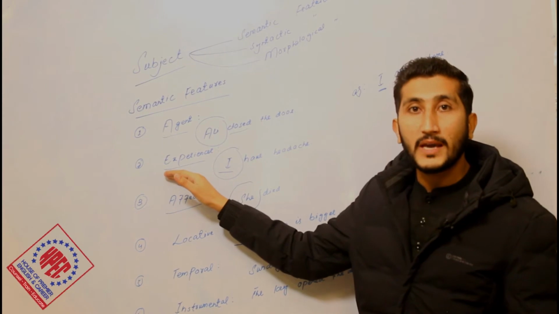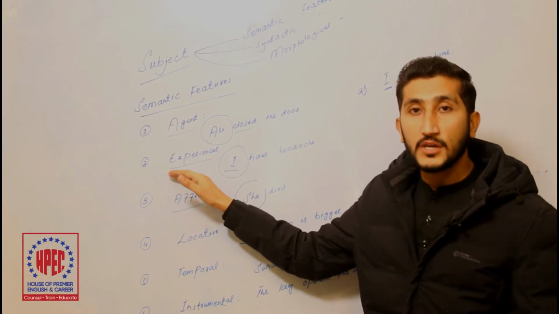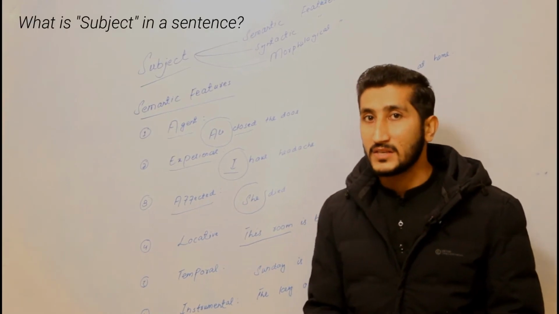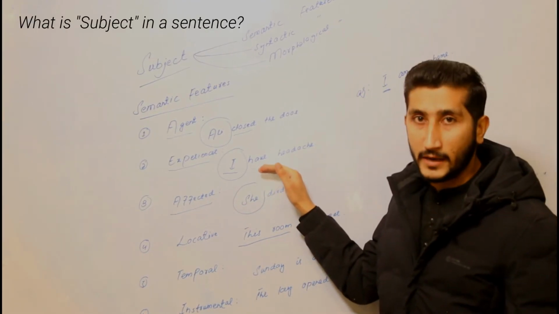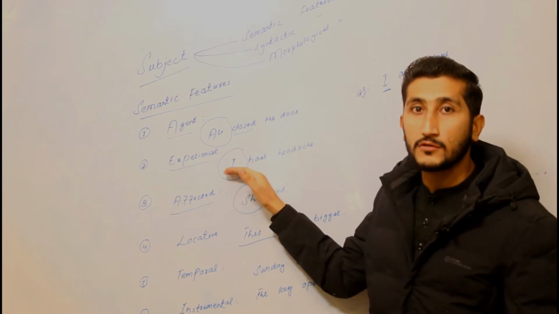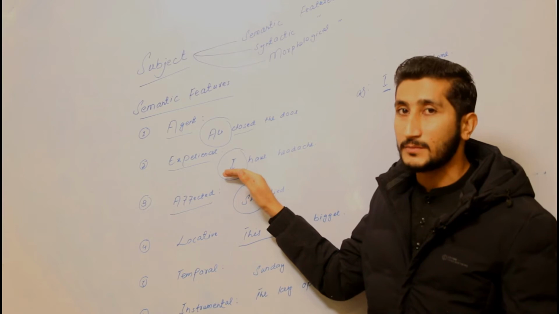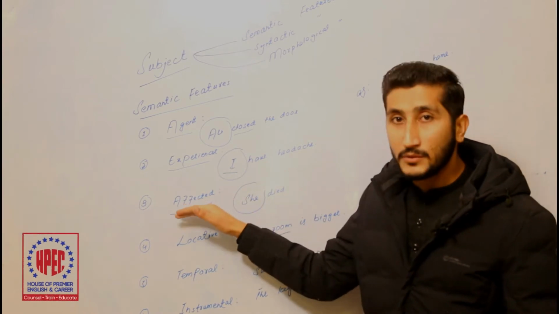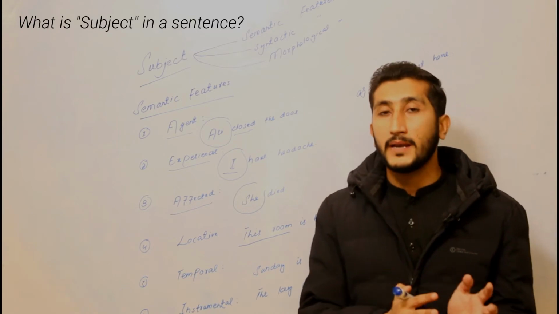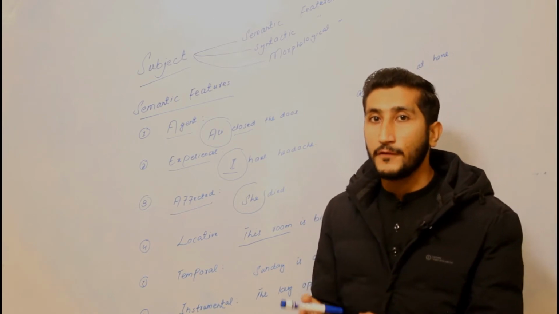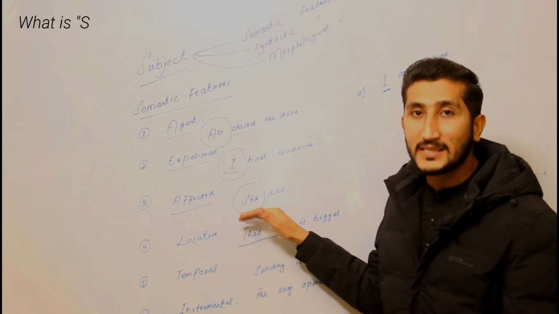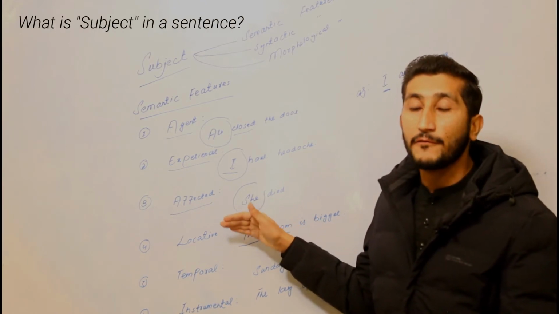Subject can also be an experiencer, which means subject does not perform an action, rather it experiences something. For example, I've a headache. In this example, there is a subject I which does not perform an action, rather it experiences something. Subject can also be affected, which means it does not perform an action, rather it is affected by the action. For example, she died. Now she is the subject and it is affected.